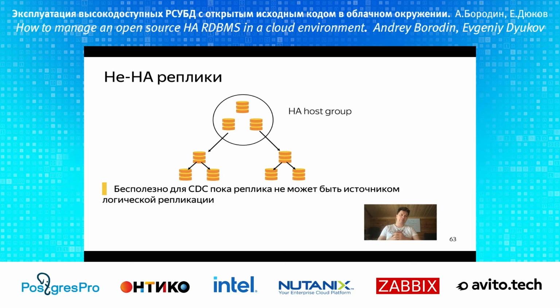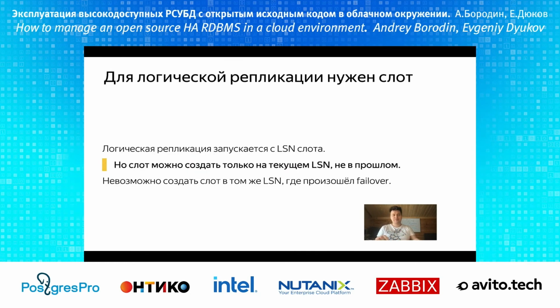It is available in the cloud only, and it can implement changes from Postgres, but we can stream these changes from the primary instance only. To start streaming changes, we need to create a slot. A physical replication slot can be created in the past. A logical replication slot can be created only at the current LSN.